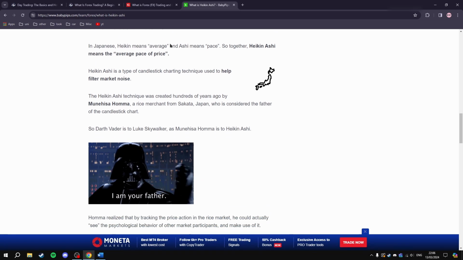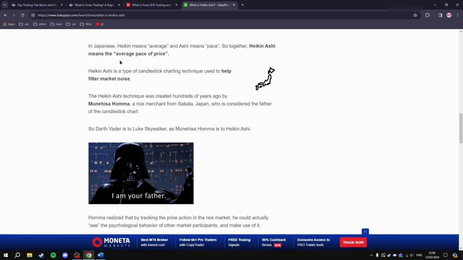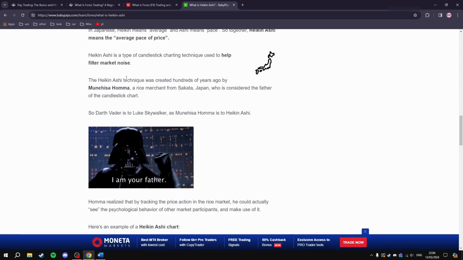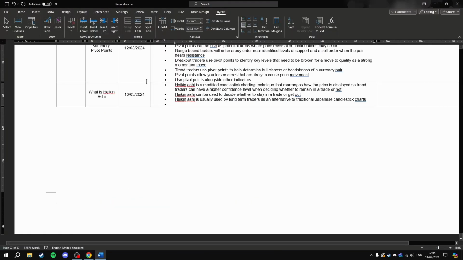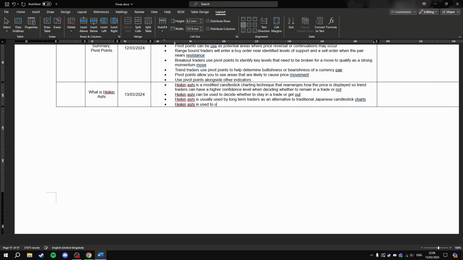What is Heikin Ashi? In Japanese, heikin means average and ashi means pace. So together, Heikin Ashi means the average pace of price. Heikin Ashi is a type of candlestick charting technique used to help filter market noise. Heikin Ashi is used to help filter market noise.